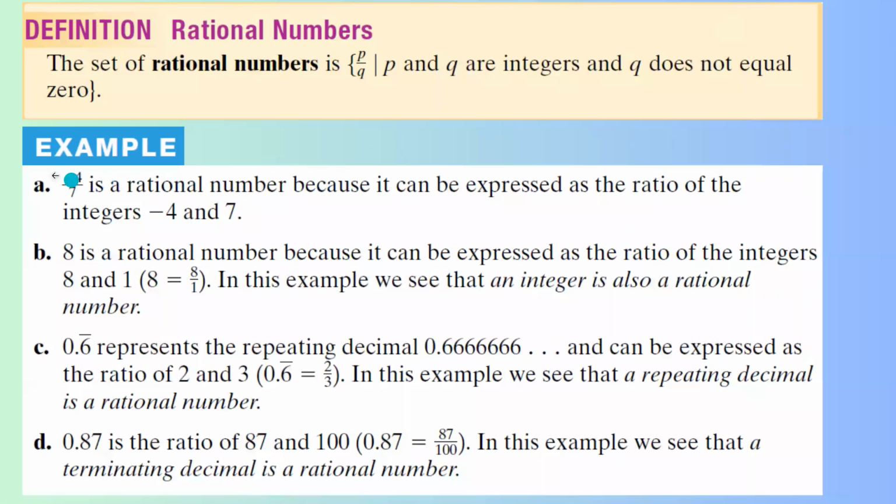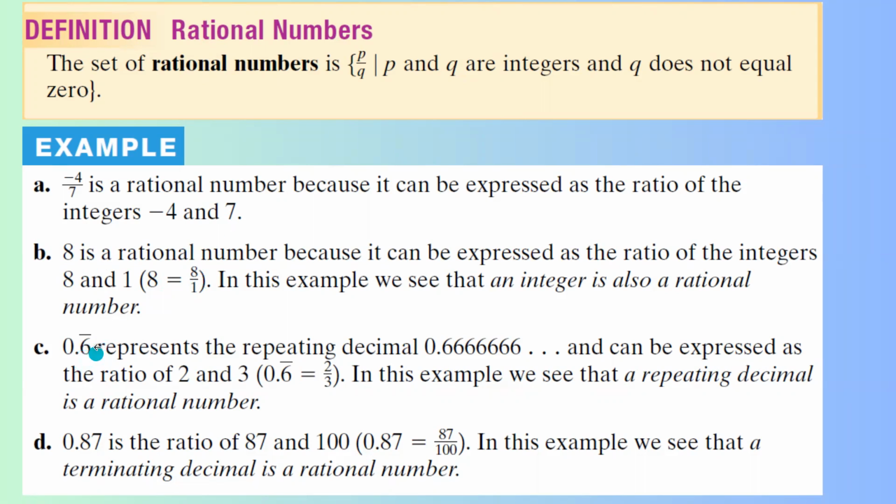For example, -4 divided by 7 is an example of a rational number. You have two integers divided and the denominator is not 0, so it is rational. Since it's rational, it's always a real number as well. You might say 8 is not a rational number, but 8 can be written as 8 divided by 1. So it is a fraction. It is a rational number, and it also is a real number.